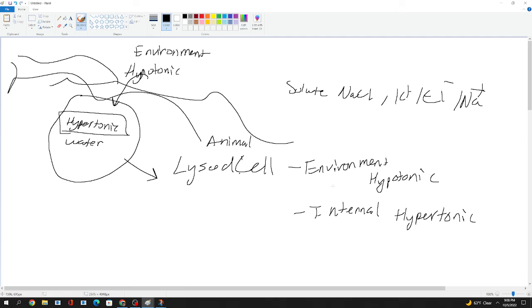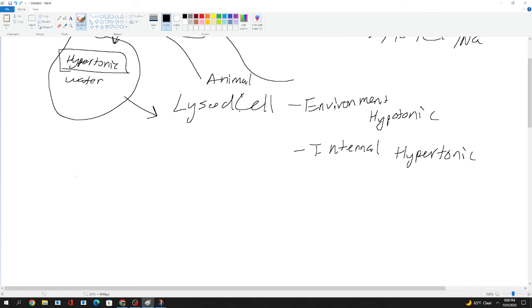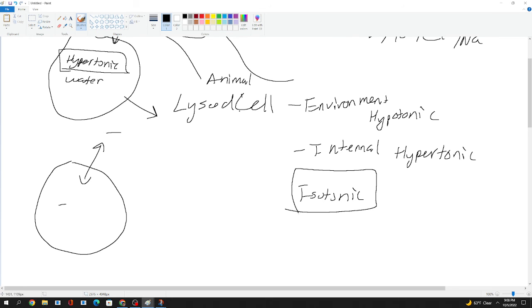And because it's at such a fast rate, by the way, it doesn't have time to reach a favorable state. If the concentration of water on the inside and the outside are the same, it's called isotonic, and you have a very favorable condition for the cell. You want to be isotonic. Your cells are in an isotonic state.